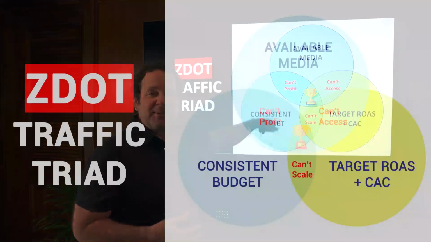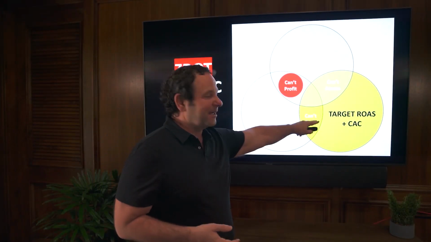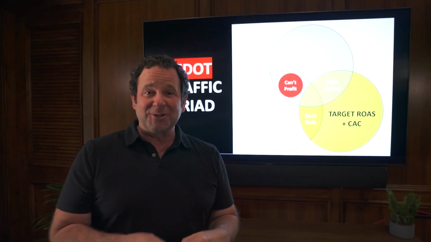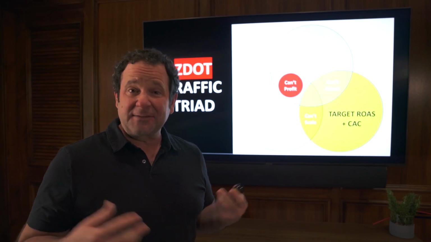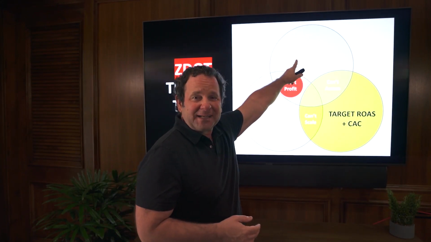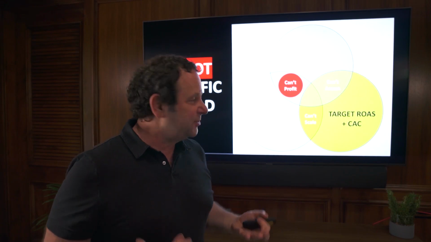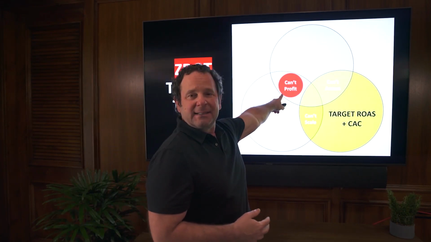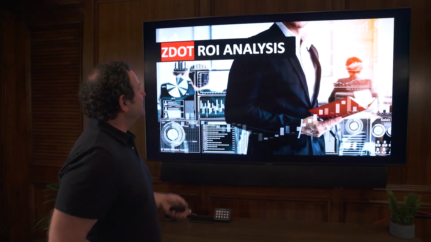And if you remember, taking you back to the traffic triad, this is where we're talking about how we are getting an acceptable target ROAS, return on ad spend, and an acceptable target CAC, customer acquisition cost. Because if we can't do that, even if we have all of the available traffic we need, that's in the top circle, and we have a consistent budget, but we can't do it at a target ROAS and CAC, then we can't profit. And if we can't profit, it's pretty hard to stay in business, okay? So that's what we're going to talk about today.